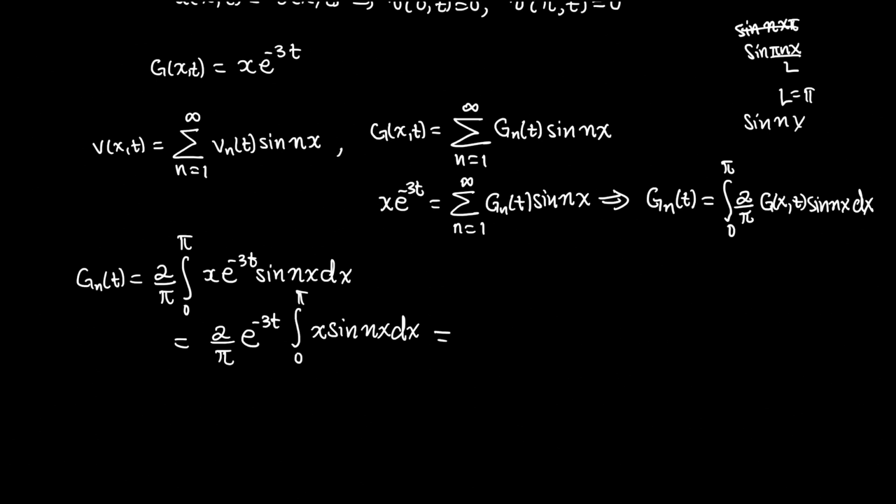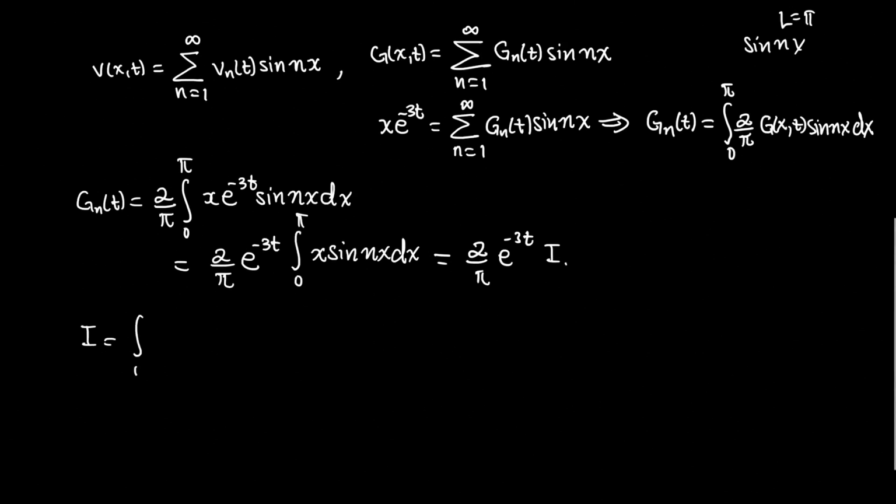I'm assuming you actually know it, because if you are solving PDEs, probably you know the basics of calculus. So I'm just going to solve this problem. I have e^(-3t), and this is some integral I. Then I have I equal to the integral from 0 to pi of x sin(nx) dx. So I solve this integral and get a result.